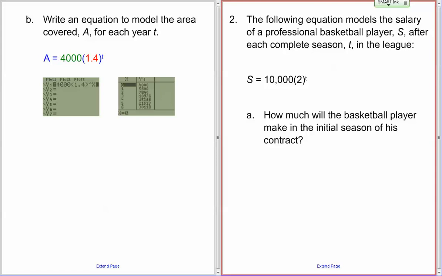The following equation models the salary of a professional basketball player, S, after each complete season T in the league. I was very careful with my wording to put after each complete season. So in his first year under the contract, he hasn't completed a full season yet, so T would be 0. So how much will the player make in the initial season of the contract? Well, that's right there in the equation, $10,000.